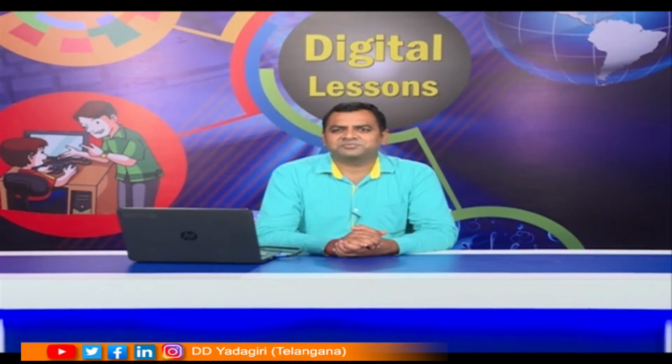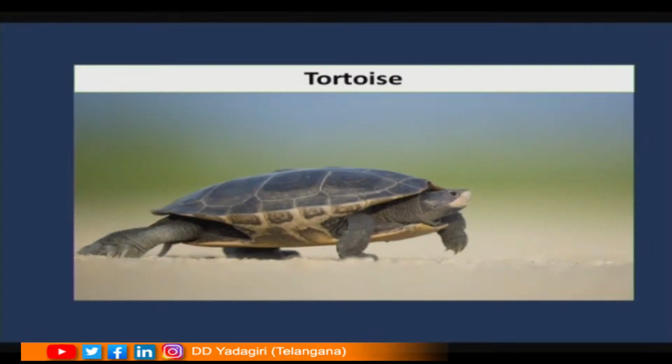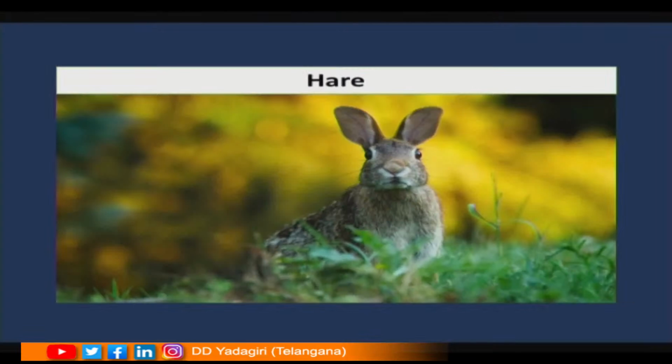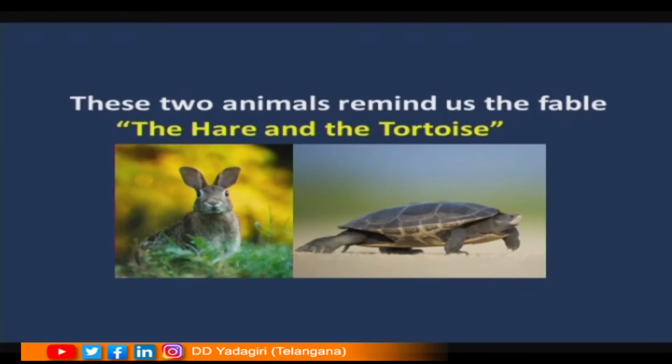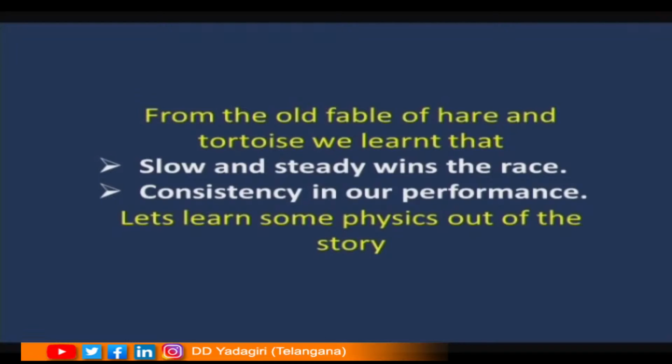Children, now observe the following pictures. Here is a tortoise and a hare. This reminds us of the old fable. We have learnt that slow and steady wins the race. Also, consistency is necessary in our performance.